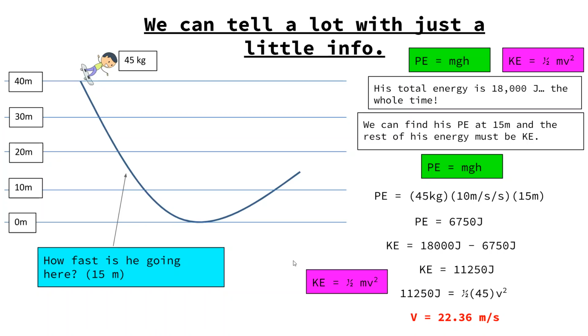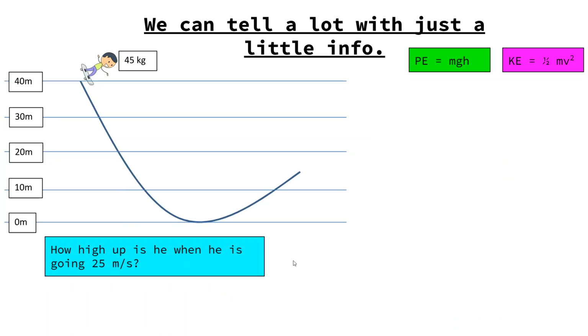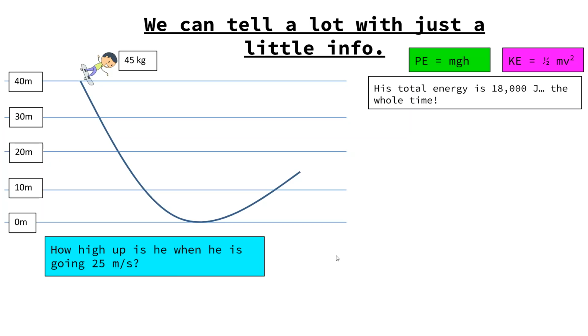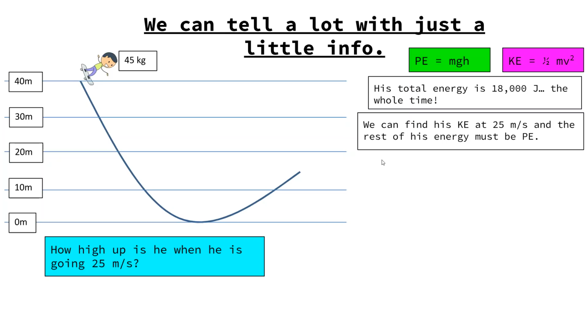Okay, now the last one. Now we're going to figure out where he is on the ramp, or how high up he is when he's going 25 meters per second. We don't know where he is, but we want to find that spot. Let's talk the logic again. Well, again, we know his total energy everywhere on the ramp is 18,000 the whole time. Because of that, we can find out what his kinetic energy will be when he's going 25 meters per second. And whatever the difference is, because we know it's always got to be 18,000, whatever the difference is between these two numbers has to be his potential.